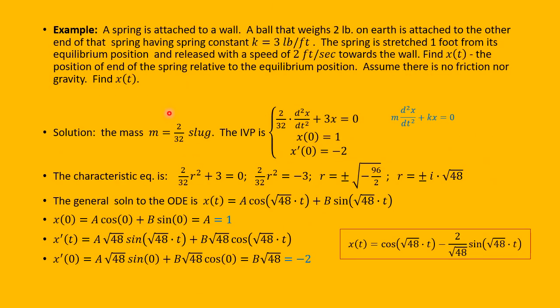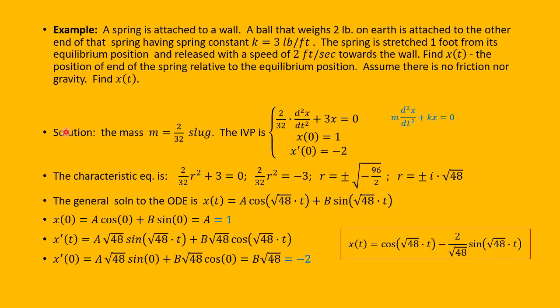Let's look at this example. A spring is attached to a wall. A ball that weighs 2 pounds on earth is attached to the other end of that spring, and the spring has a spring constant of 3 pounds per foot. So if you stretch the spring 1 foot, there would be a restoring force of 3 pounds. The spring is stretched 1 foot from its equilibrium position and released with a speed of 2 feet per second towards the wall. Find x of t, the position of the end of the spring relative to the equilibrium position. Assume there is no friction nor gravity.